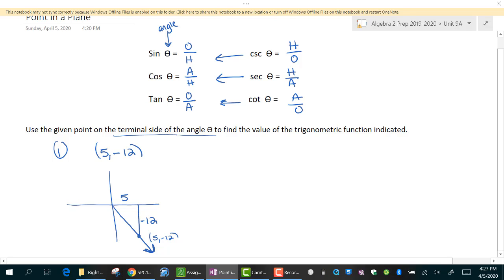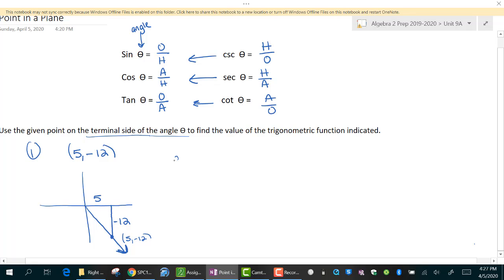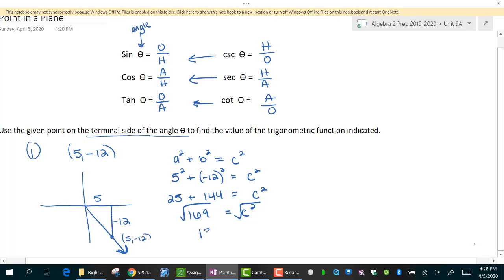Before I can actually lay out my trig functions, I need to come up with a hypotenuse. So we're going to use the Pythagorean theorem to do that. Remember, the Pythagorean theorem is just a squared plus b squared equals c squared. So I have 5 squared plus negative 12 squared equals c squared. So 25 plus 144, or 169, equals c squared. Take the square root of both sides and I get 13 is my hypotenuse, or side c.